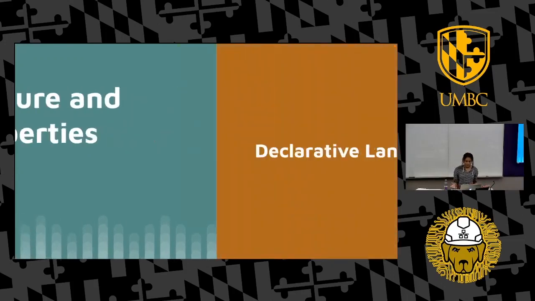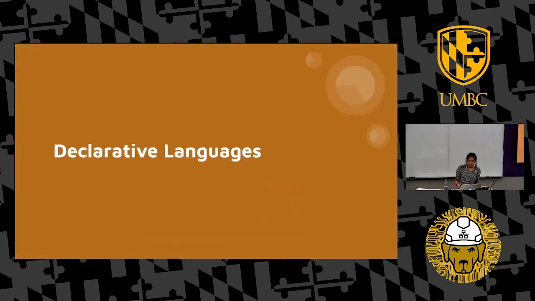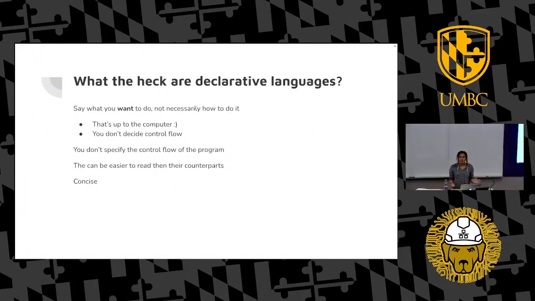So first, you'll find your declarative languages. What's a declarative language, you may say? Well, declarative languages are essentially languages where you tell the program what to do, not necessarily how to do it. Think of it sort of like SQL. You don't tell SQL how to retrieve something from a database. You just say retrieve this, and then from there the computer sort of decides what to do.